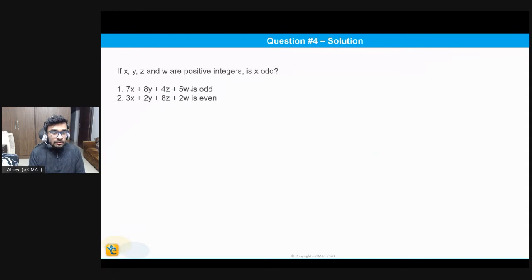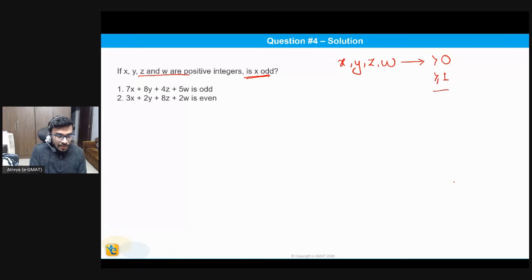All right, let's now move into the next question, which is: x, y, z, and w are positive integers. I need to say whether x is odd or not. Now, the question doesn't give me much information. It just gives me one constraint, that all of these variables, x, y, z, and w, are positive integers. That means they're greater than 0, or essentially I can write they're greater than or equal to 1, right?